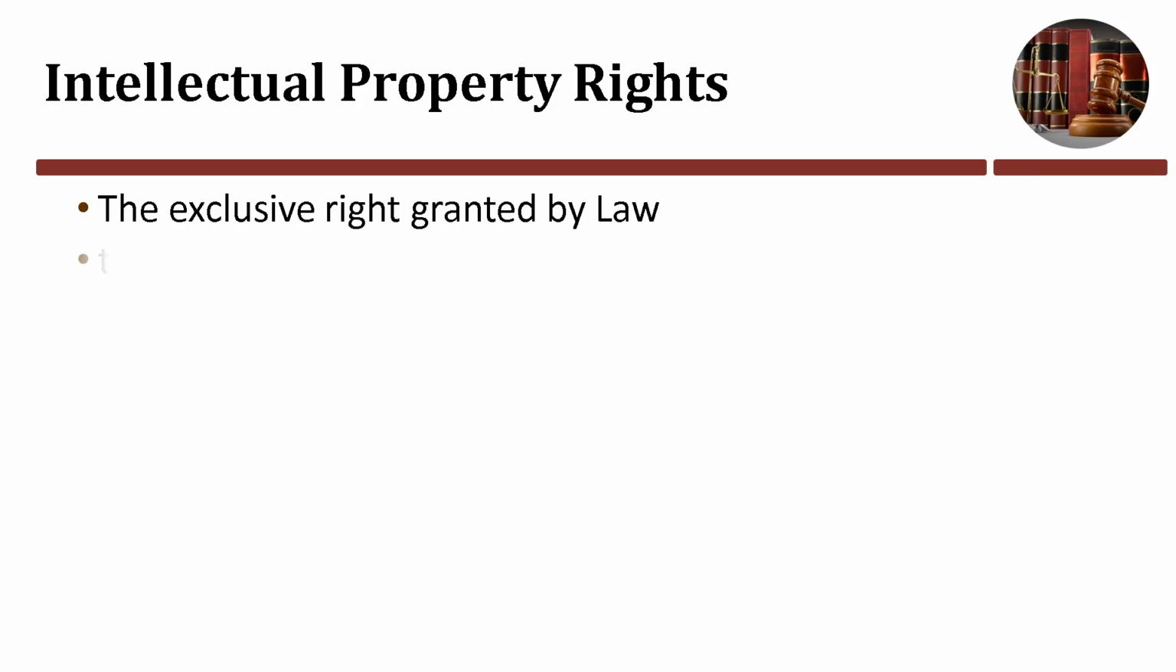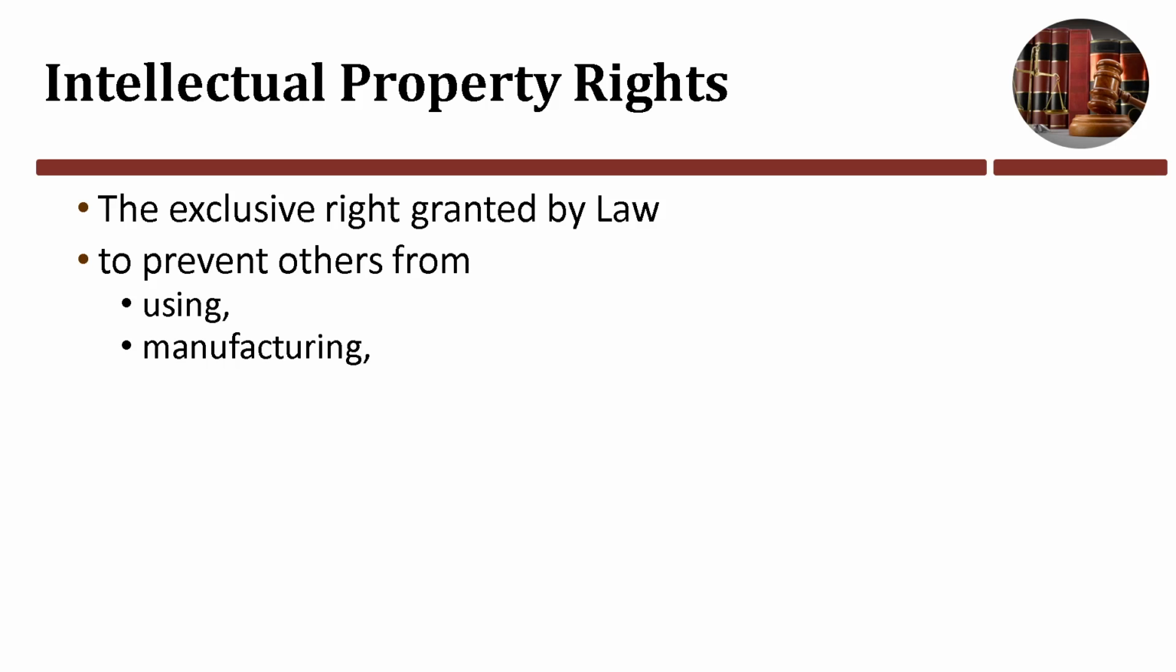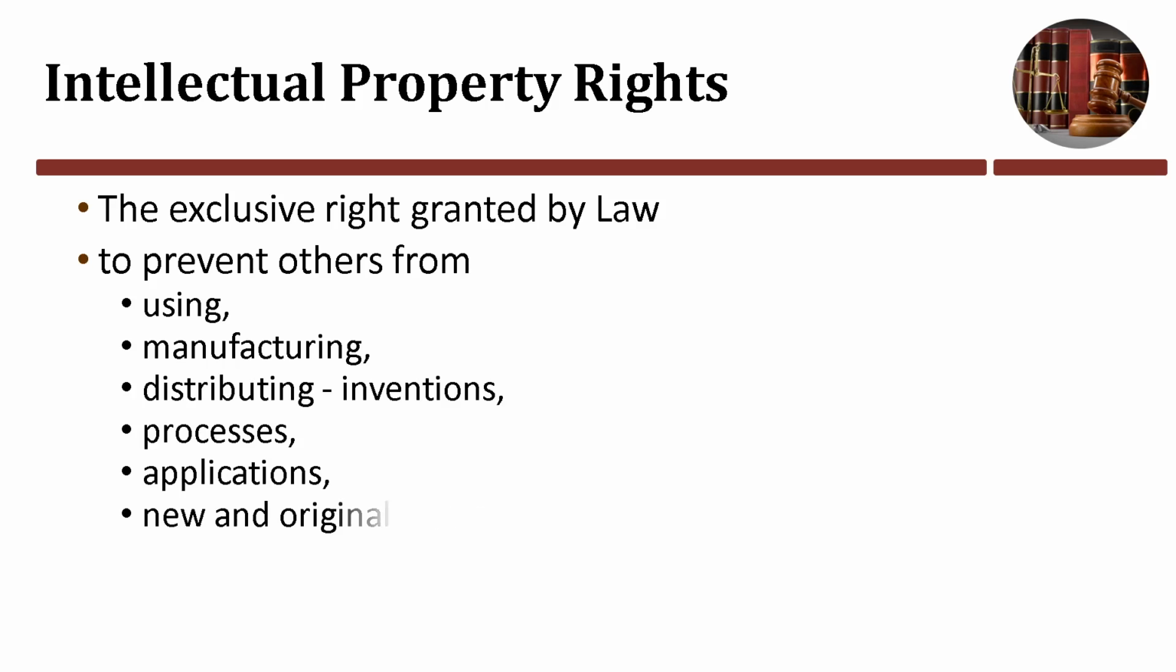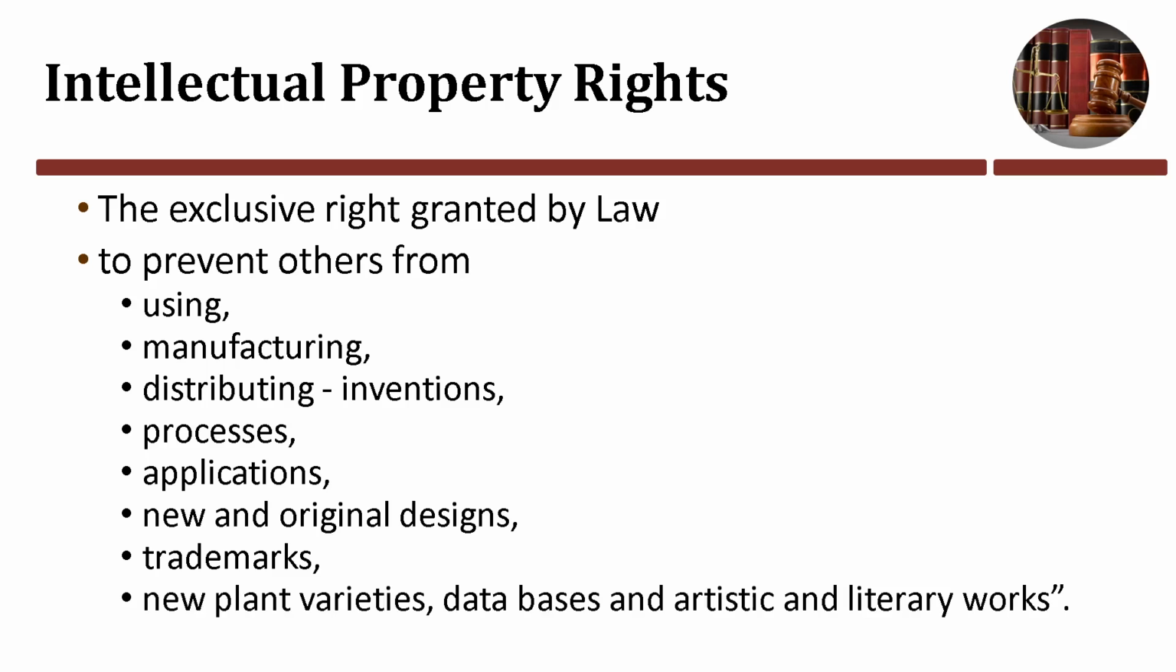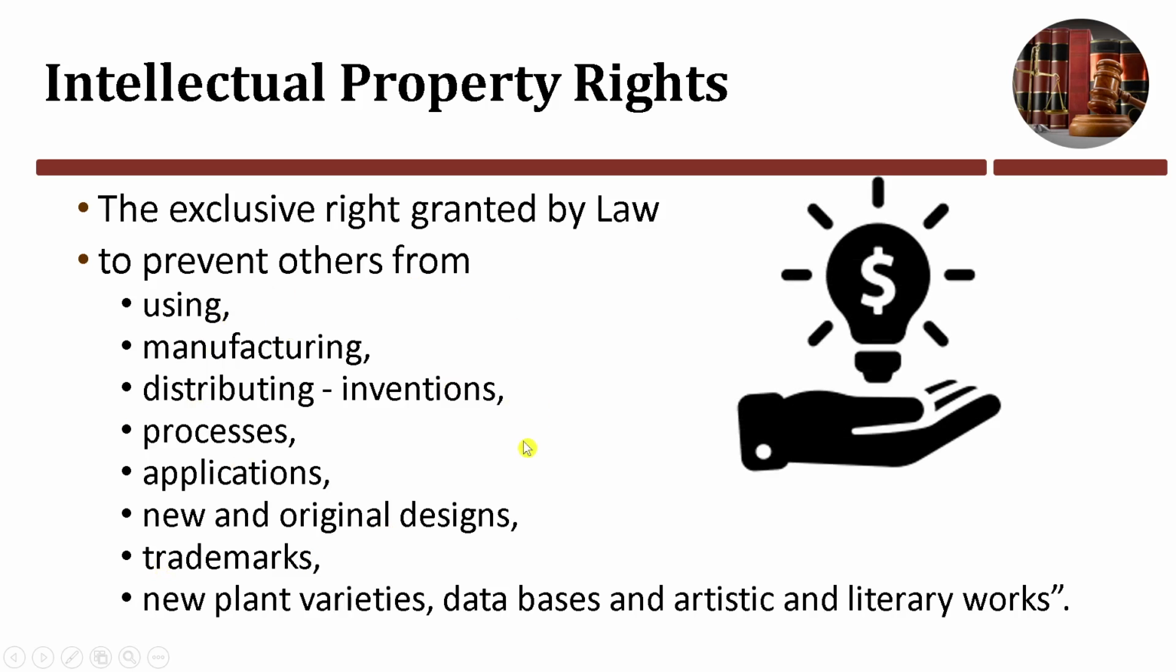Now, intellectual property rights are the exclusive rights granted by the law of our government, we can say. So it is going to prevent others from using somebody's intellectual property, manufacturing, distributing inventions, processes, applications, new and original designs, trademarks. All this comes under intellectual property rights. So why exactly is it needed that we must prevent others from doing all these activities? Here comes the answer: the money matters.